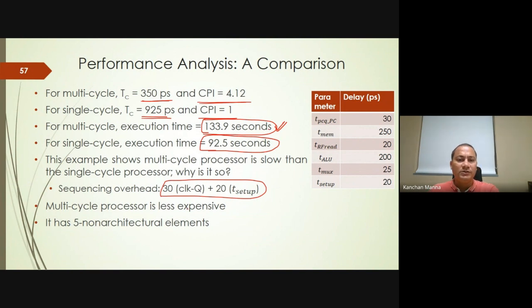So the multi-cycle processor is less expensive because we have only one memory, and we have removed the additional ALUs and adders. And also in the multi-cycle processor, we have added only 5 non-architectural elements. In that way, a multi-cycle processor is less expensive than the single cycle one.